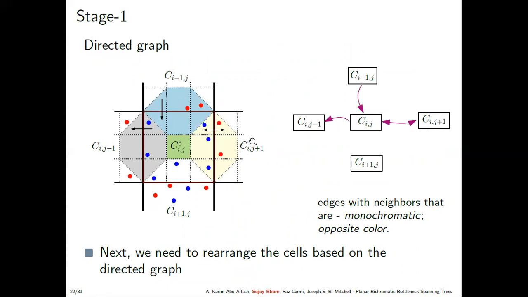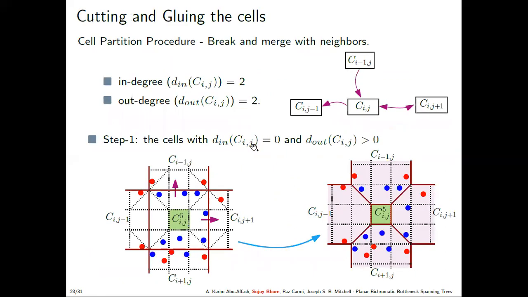Then we need to rearrange the cells based on this directed graph. For that, we have a complex cutting and gluing procedure that we call the cell partition procedure, that breaks and merges with the neighbors. Before that, let us define the in degree and the out degree of this graph. This is simply the number of edges that are inwards to this vertex or the cell, and the number of edges that are going out from this cell to some other cells. In this case, for Cij, the in degree and out degree both are 2.